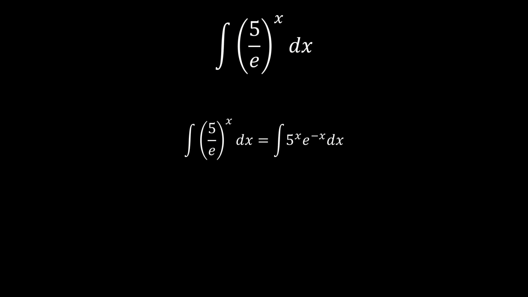And one more example of where we can use the tabular method, but it's actually much quicker if we don't. But just as a proof of concept, let's say we had the integral of 5 over e all raised to x dx. And just to use the tabular method, let's break up that fraction so that we have 5x times e to the negative x dx.